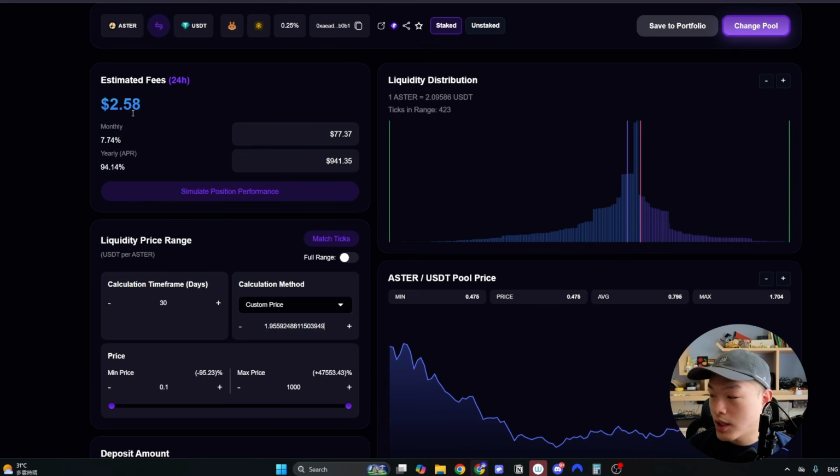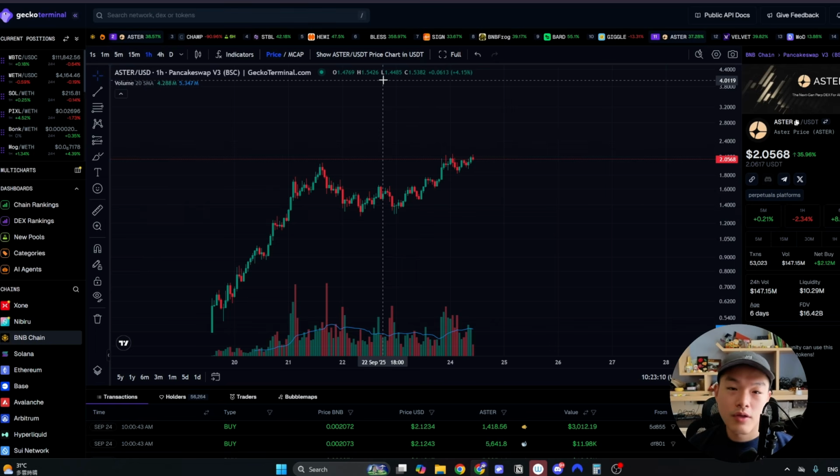This again is why I prefer wider range LP. It doesn't matter which pair I'm yield farming with, I typically have a wider range than most yield farmers, simply because the risk is much lower for a wider range LP. So I hope that makes sense, guys. It's a little bit more complex if you're just starting out. If you're starting out, don't worry about any of this.